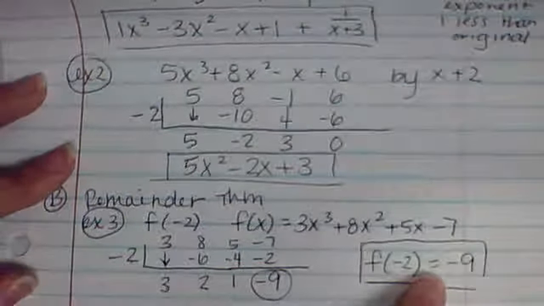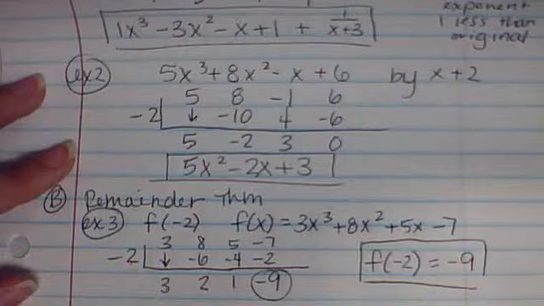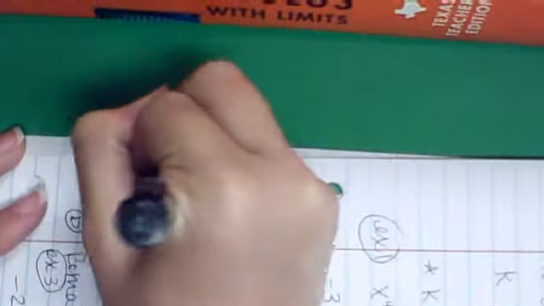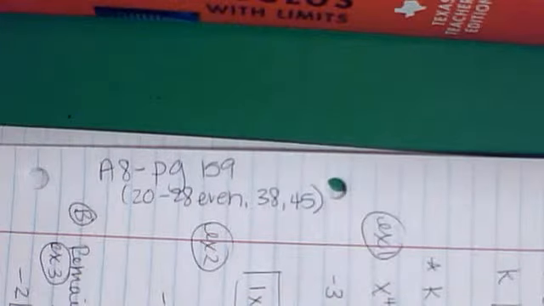And that was the reason for doing that, to see that I could find the answer using this synthetic division or the remainder theorem. The assignment for this is A8, and it is page 159. 20 to 28 even, and then also 38 and 45. Okay, so those last two are that remainder theorem, just to make sure you've got that.